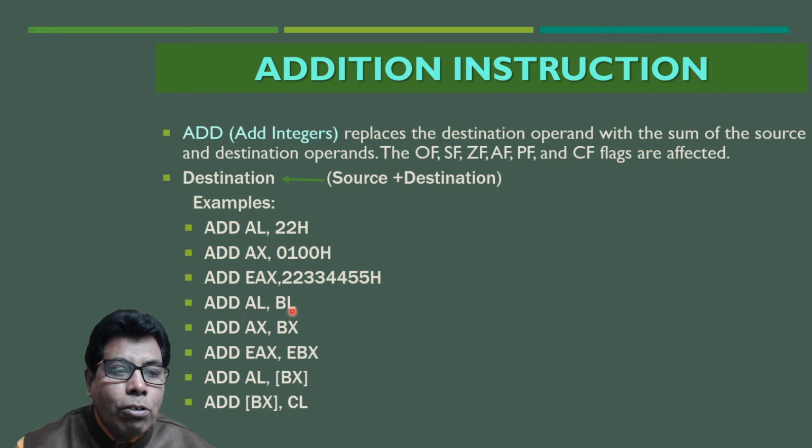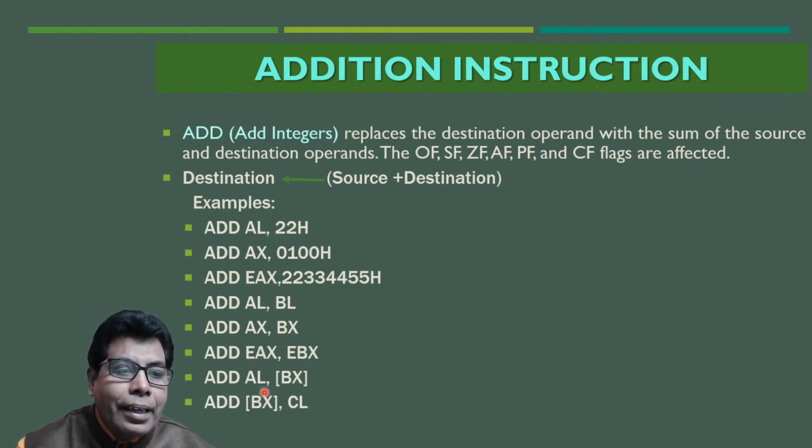Then ADD AL, BL and ADD AX, BX. In both cases we have the source as well as destination as registers. AL and BL are 8-bit registers, AX and BX are 16-bit registers. So the addition will take place and the result will be stored in the destination register. Similarly here, EAX and EBX are both 32-bit registers, so they will be added and the result will be stored in the EAX register.